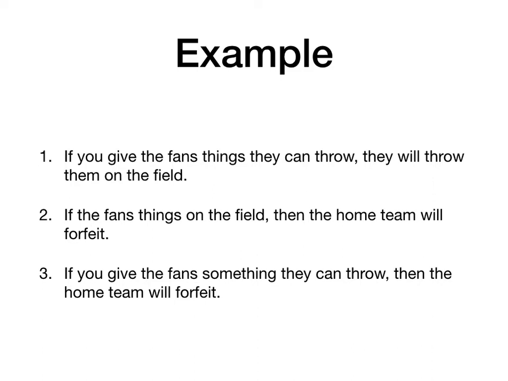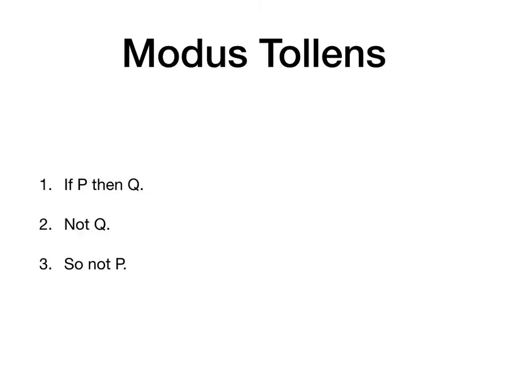Okay, so let's talk about modus tollens. This is a valid form of argument, and it's a pretty important one. If P, then Q; not Q; so not P. Now, some of you might be thinking, well, this seems a lot like denying the antecedent. That's fallacious. Why isn't this a fallacious form of argument?